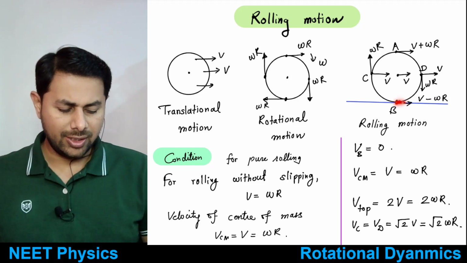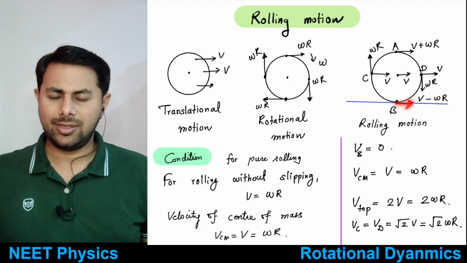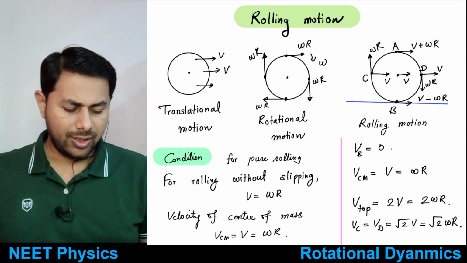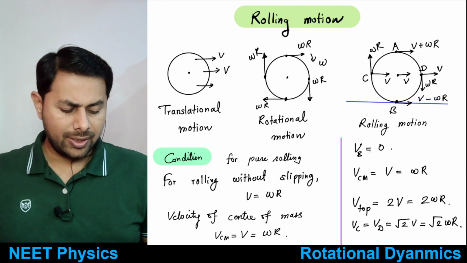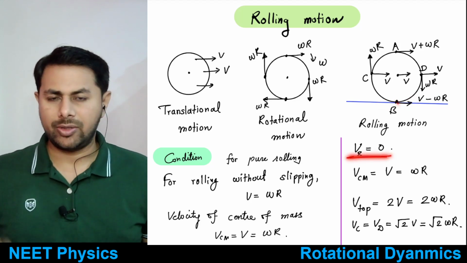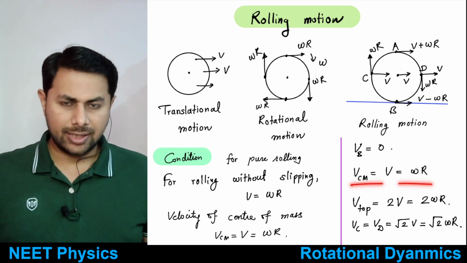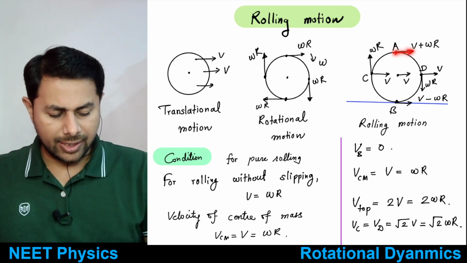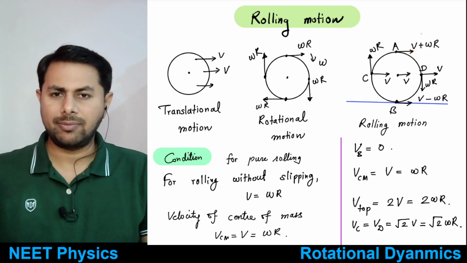So velocity of this point would be equal to 0. Its linear, or translational, velocity is v and rotational velocity is minus omega r. If v is equal to omega r, then velocity of this point would be equal to 0, right? Then velocity of center of mass, as we said, is equal to omega times r. What would be the velocity of this point at the top? It would be just omega r plus omega r, that means 2 times omega r.